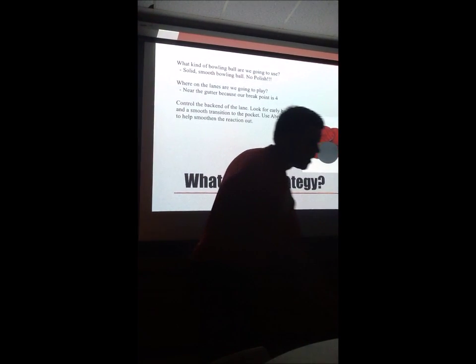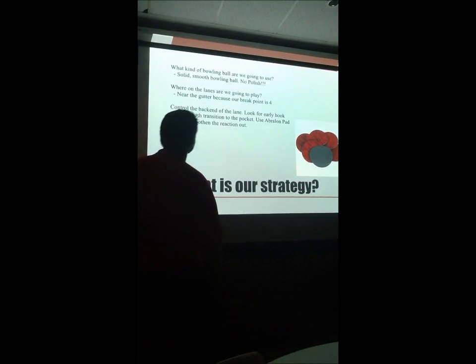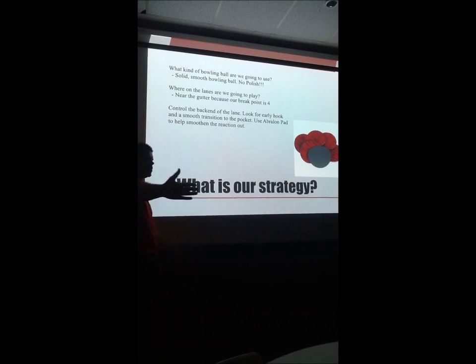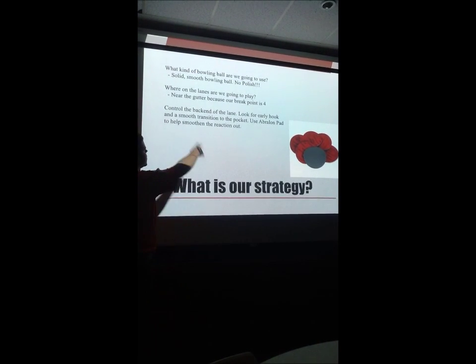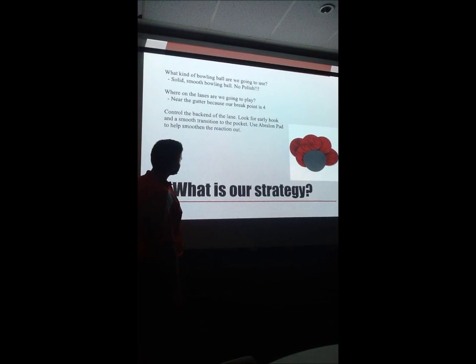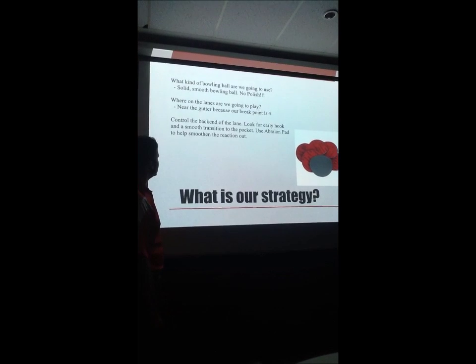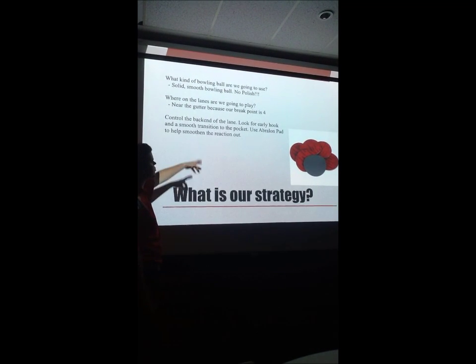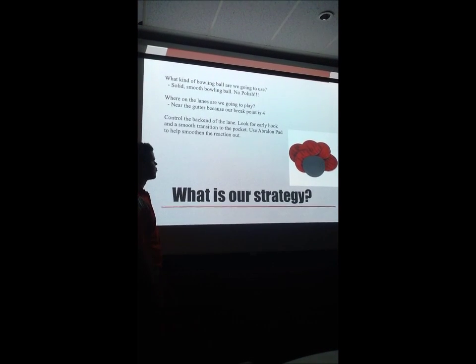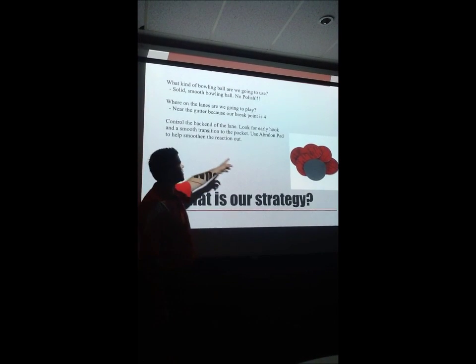What is our strategy going out there today? Strategy is we want a smooth bowling ball because there's so much dry, we don't want a ball to snap. We don't want any balls to polish. We want to have a smoother bowling ball. And where are we going to play in the lanes? We're going to play near the gutter because our break point is 4. We want to control the back end of the lane. Because there's 25 feet of drive, we need to control that 25 feet. Look for earlier hook and a smoother transition to the pocket.